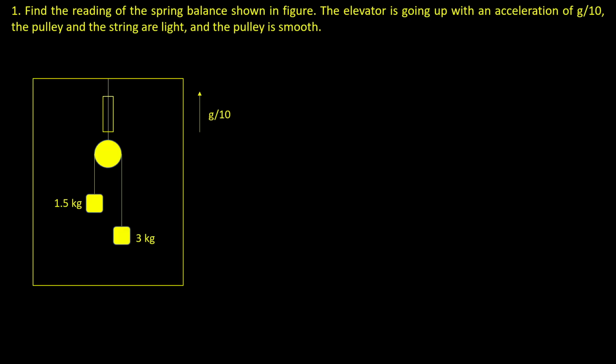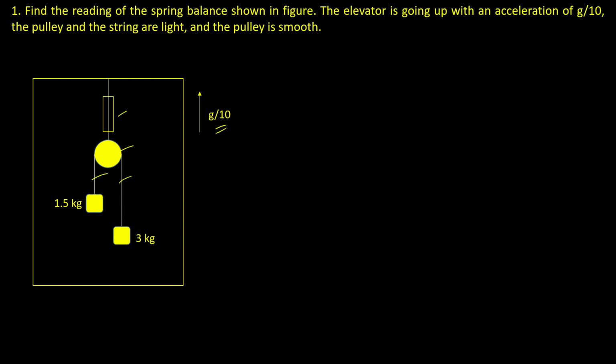So the first question is, find the reading of the spring balance shown in the figure. This is actually the spring balance. The elevator is going up with an acceleration of g upon 10. That's already given. This is an elevator actually, and this is going up with an acceleration of g upon 10. This small g is acceleration due to gravity, that is 9.81 meters per second square. And the pulley and this string are light. Like this pulley and these strings are light, and the pulley is smooth also.